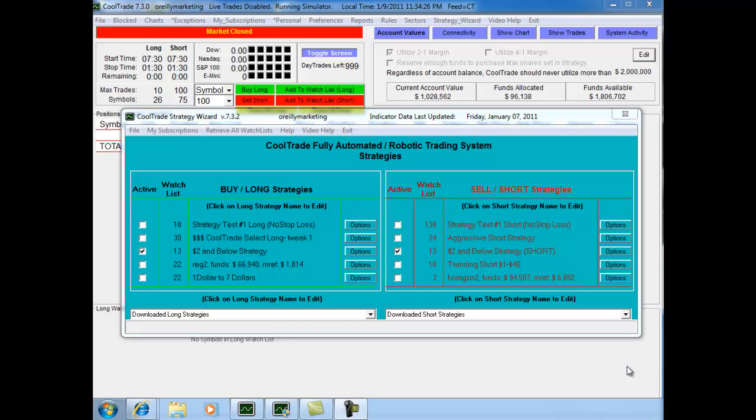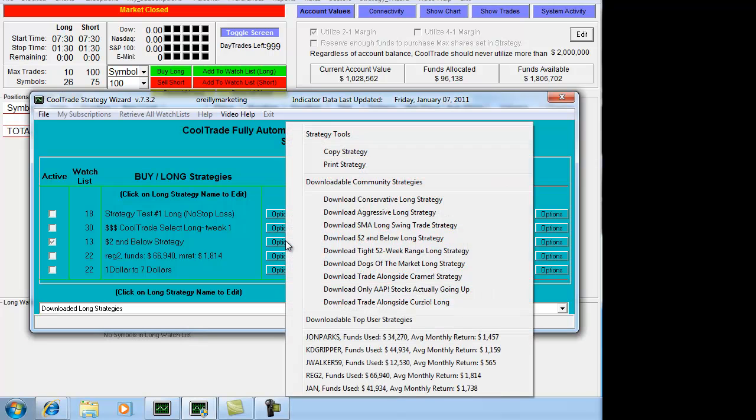Okay, so today I'm going to be showing you guys how you load a strategy. After you download CoolTrade, you'll be able to load 5 long and 5 short strategies. And if you click options, there's strategies already available for you straight out of the box, as well as user strategies that are some of the top performing users. You can download any of these user strategies as well as any of the CoolTrade strategies, except for some of these pay strategies like the trade alongside Kramer strategy.